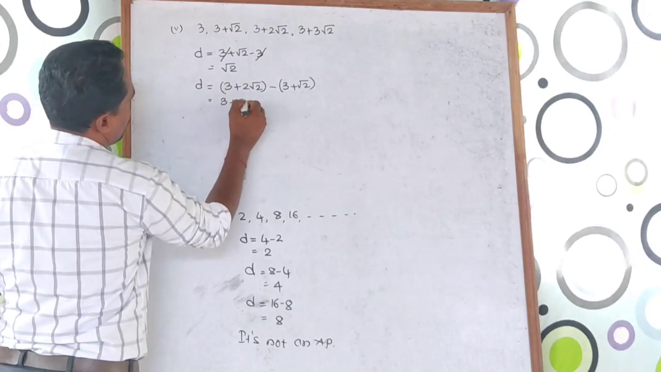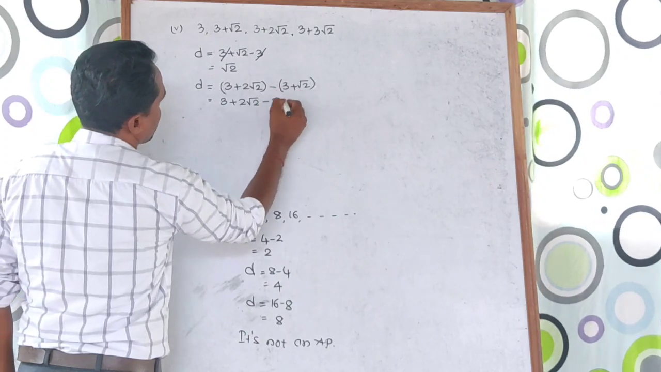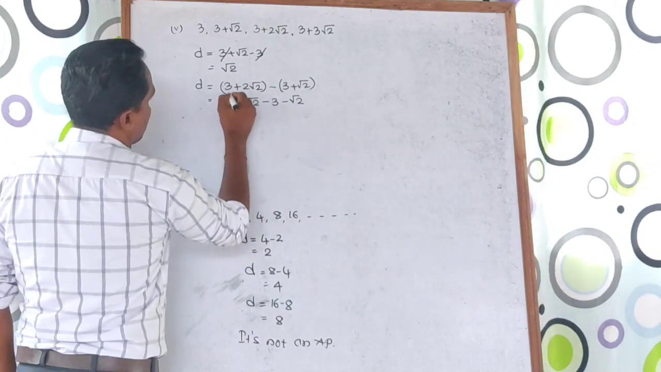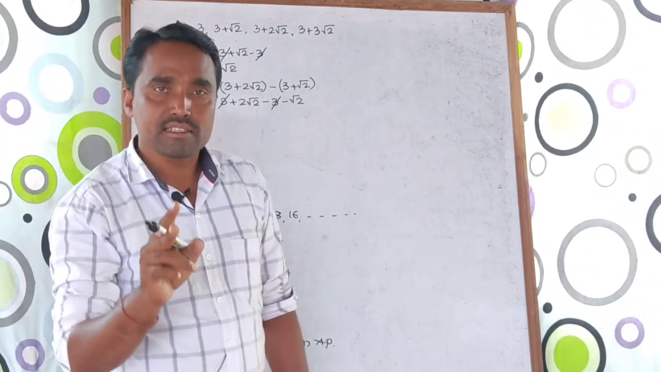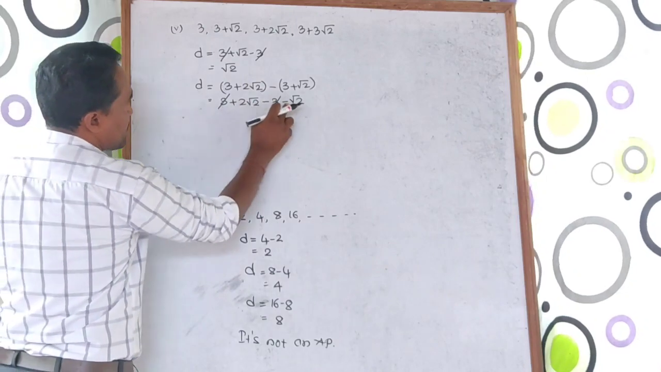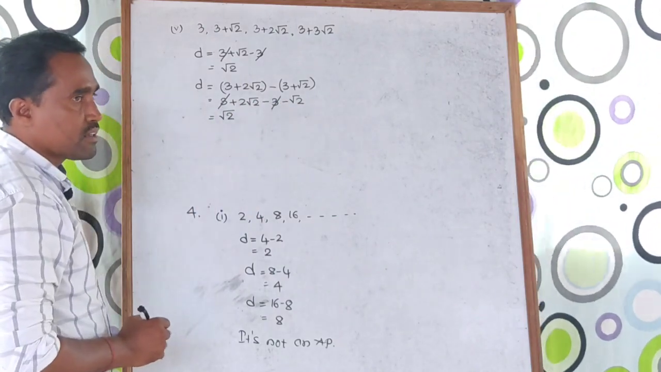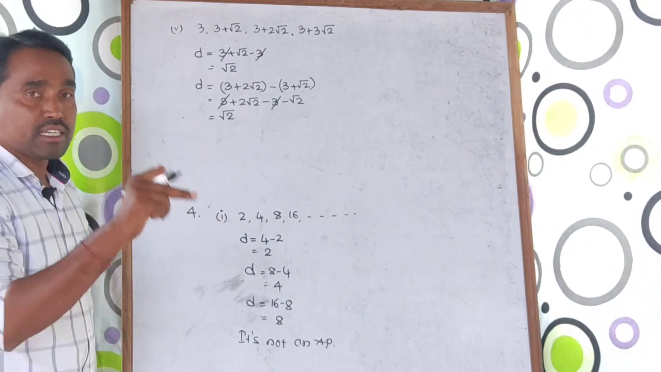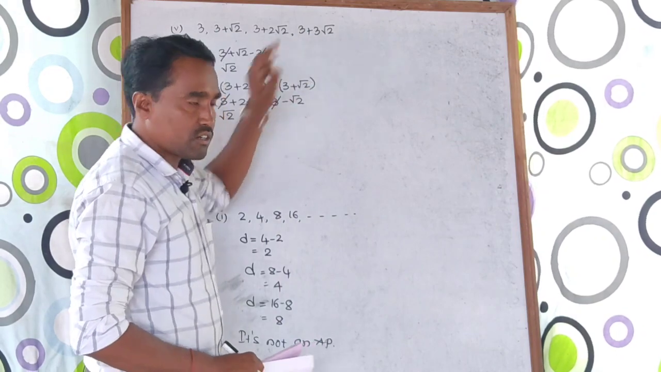3 plus 2 root 2 minus into plus minus 3 minus into plus minus root 2. Plus 3 and minus 3 are equal numbers with opposite signs, so they cancel. Subtract it. Then 2 root 2 minus 1 root 2 equals root 2. These 2 are equal, but we need to see whether the difference between these two terms are also equal or not.